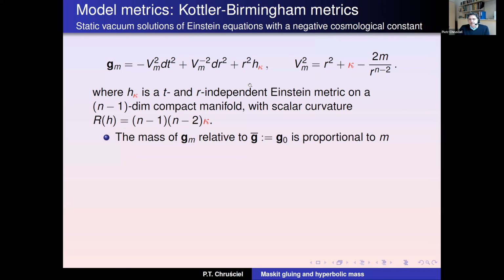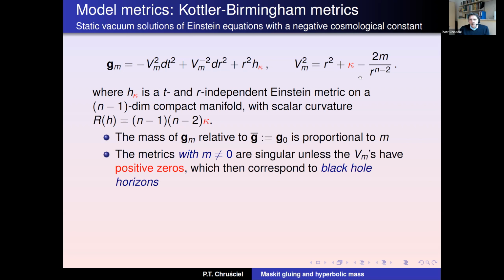Now, the point of this mass business is that when you have a metric like that, you can define the mass of the metric g with a parameter m, with a background metric, which you take to be the same metric, but with the mass parameter 0. And then there is a procedure to define mass, which tells you that the mass of this metric is actually proportional to this parameter m.